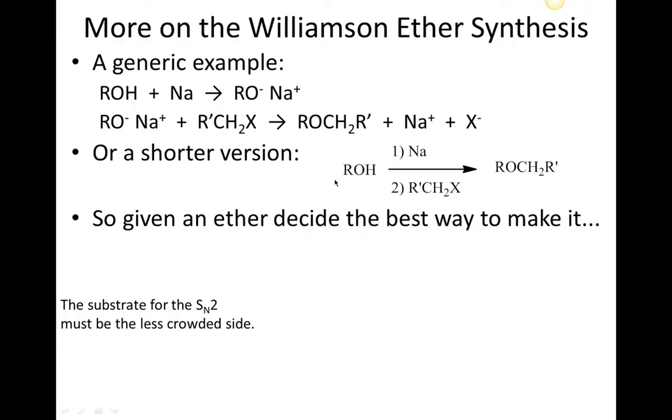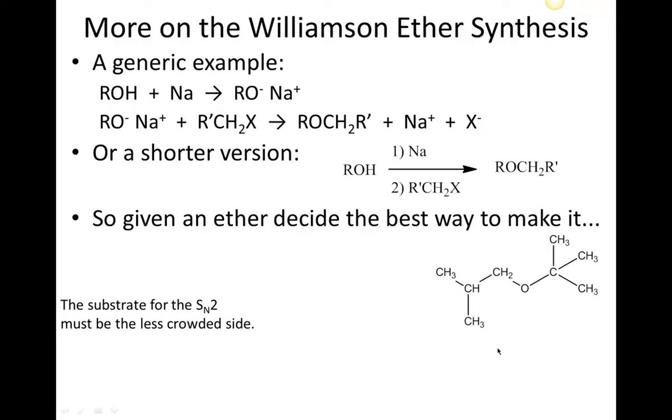Or we can sort of condense all this down. We say we take the alcohol, and in the first reaction, we treat it with the base to make it into an anion. So that's what we're doing right there. And then in the second reaction, we put in the substrate, and we do the SN2 reaction. So this is just a condensed way of writing these two reactions. So let's take an example.